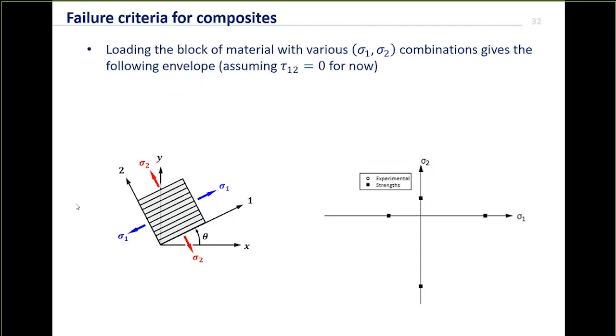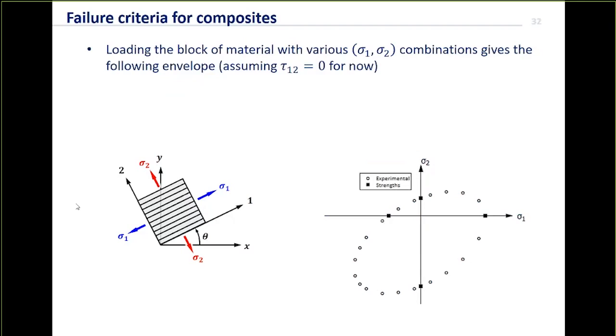If you do some basic tests on that material, then you will find these 4 points, which represent the tensile and compressive strengths in the 1 and 2 directions, that is in the fibre and transverse directions. And if we also tested at a variety of other different stress ratios, combinations of those loads, then what would happen is we would build up a failure envelope.